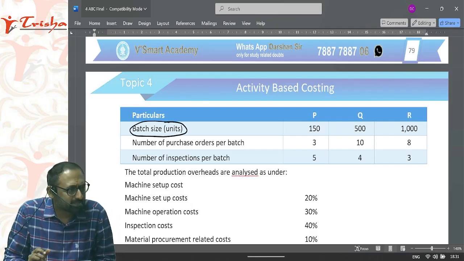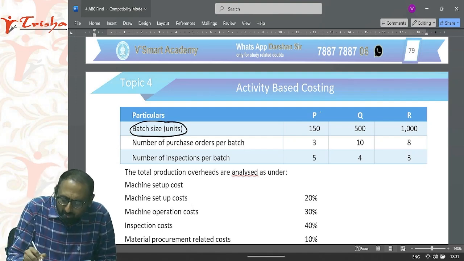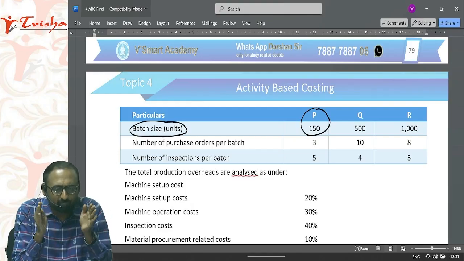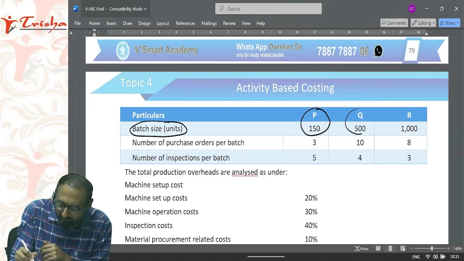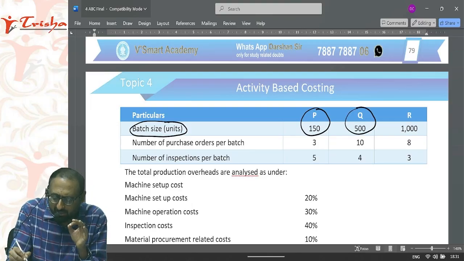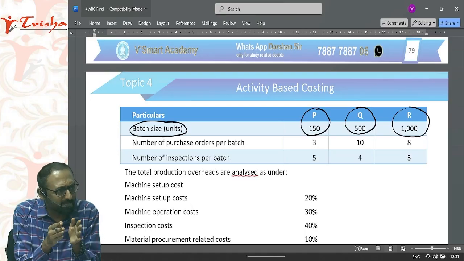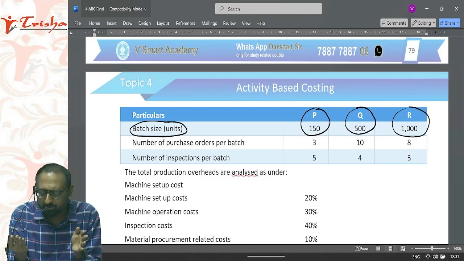Batch size is given. What do you mean by batch size? Batch size means that product P will be produced 150 at a time. In one batch, 150 units will be produced. Q, in one batch, 500 units will be produced. R, in one batch, 1000 units will be produced. So after that batch, again you will set up the machine.